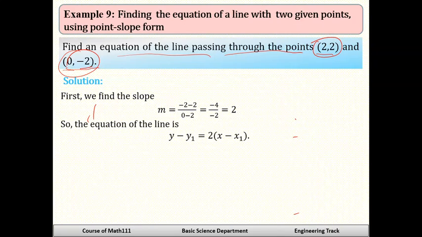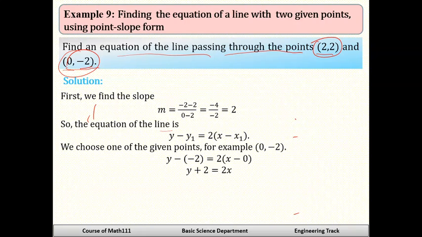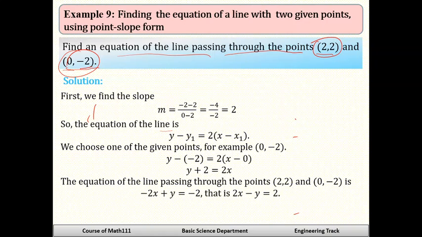Yeah, the slope is found by using the slope formula when 2 points are given. And then we use the slope point form, and then we write the equation. Yeah, that's it.